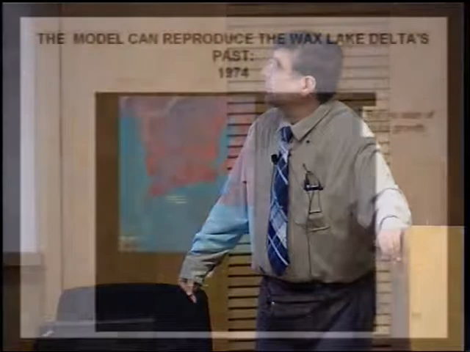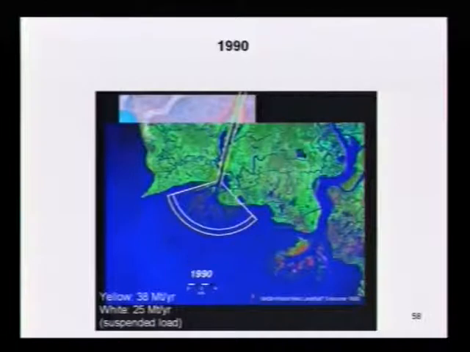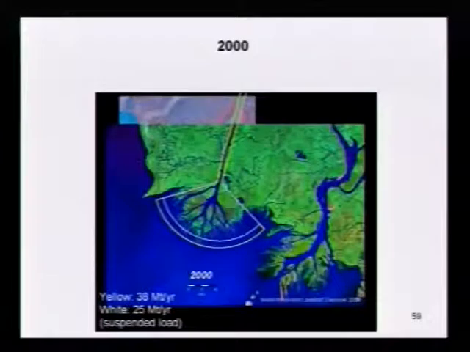The image we see in 1974 is at a time when most of the sediment was filling this region here and had not started building out to sea. We have a more precise comparison with data showing the agreement of the model, but this should illustrate the point. This shows the delta in 1990. We don't precisely know what the sediment supply is, but we do know that between 25 and 38 million tons per year is a good bound for the suspended load. And within that range, we get the progradation reasonably good.